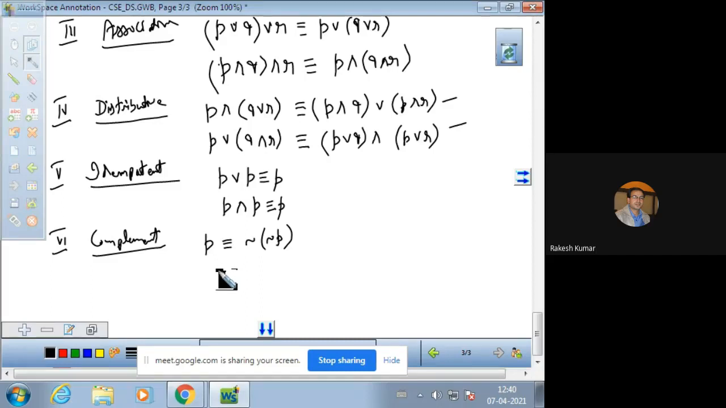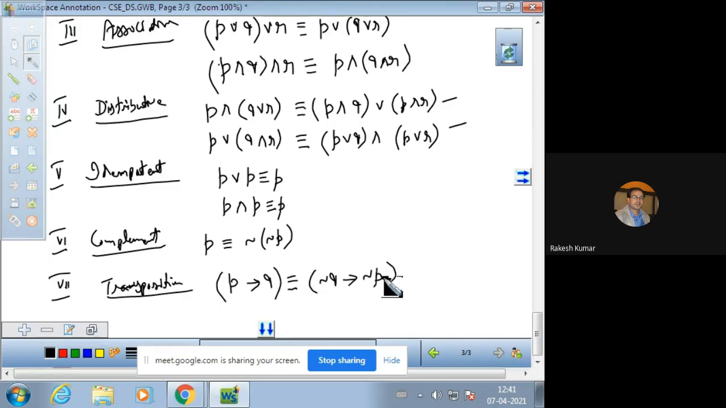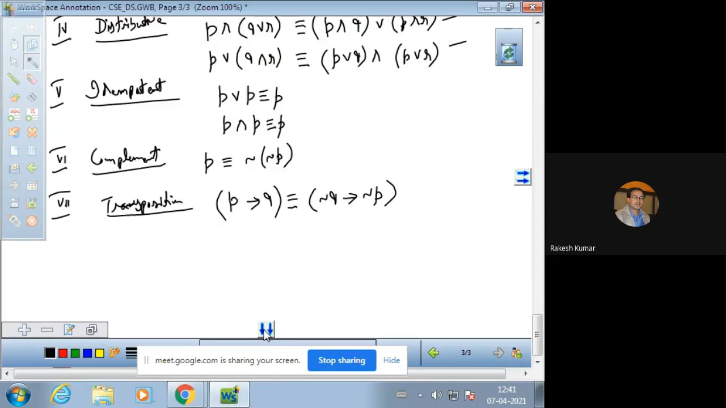And the next one we shall have is transposition. The transposition property or transposition law is that P conditional Q should be equivalent to negative Q conditional negative P. This is the transposition property. So these are some of the laws of propositional calculus, which we can easily verify. We will justify by taking examples.